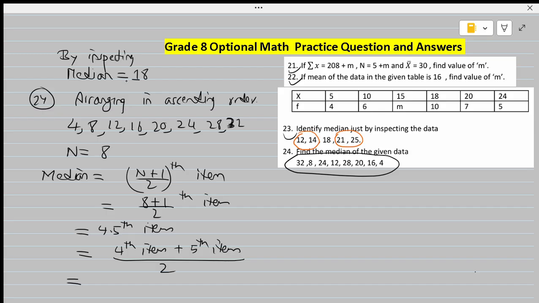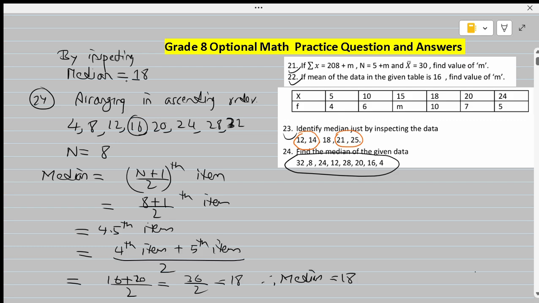So the 4th item, first, second, third, fourth, that is 16. And the 5th item after that is 20. So 16 plus 20 by 2, that's 36 by 2, and definitely it is 18. So therefore the median we get here is 18.